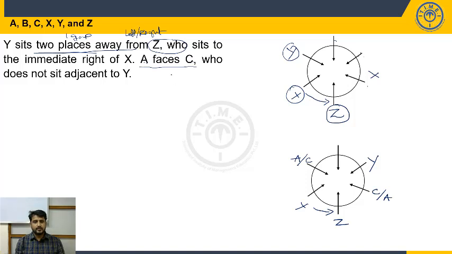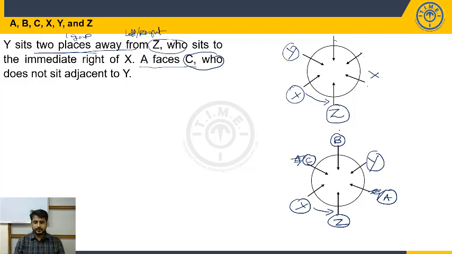But in continuation, what is given? A faces C. Who means we are talking about C. C does not sit adjacent to Y. So C cannot be here. So this must be A. So when this must be A, this place goes to C. So C, X, Z, A, Y. Who is the only remaining person? B. That's it. This is our final arrangement.